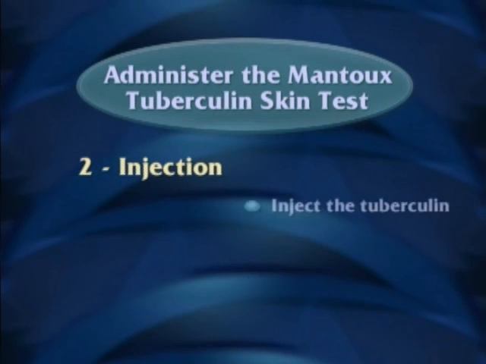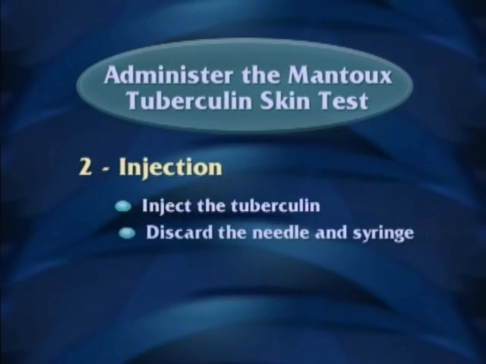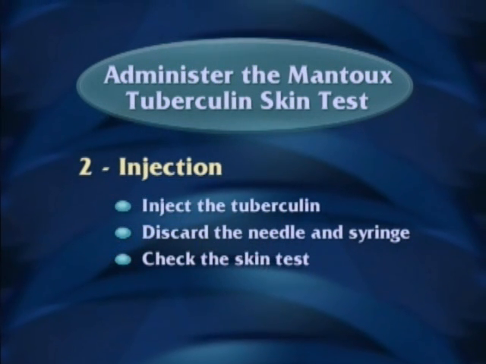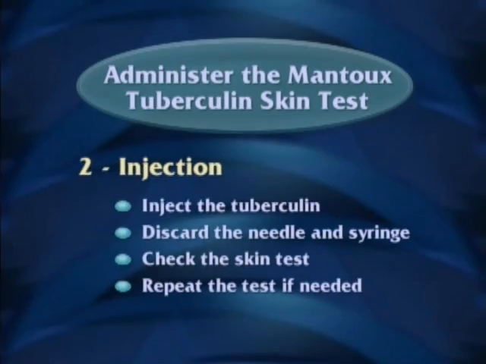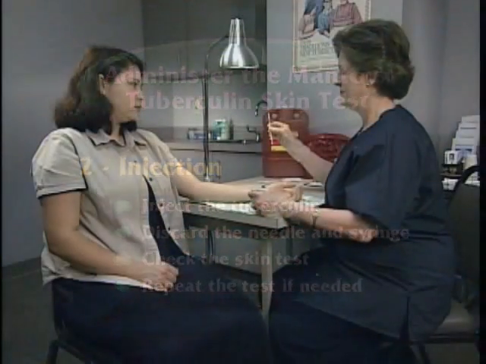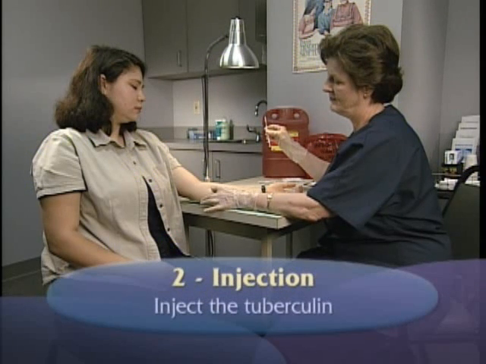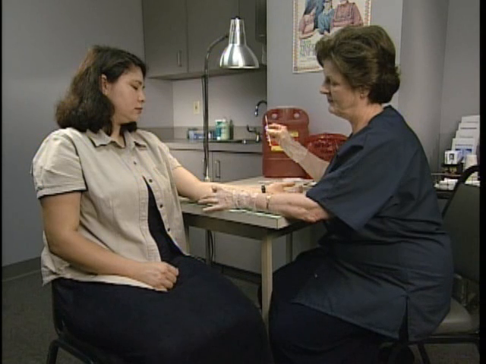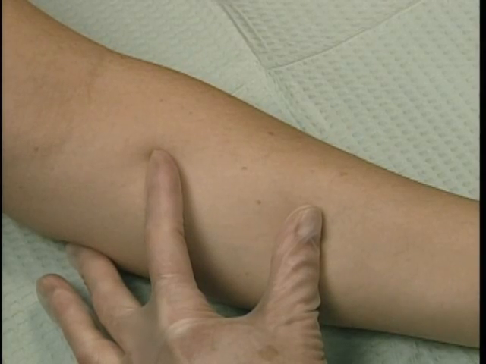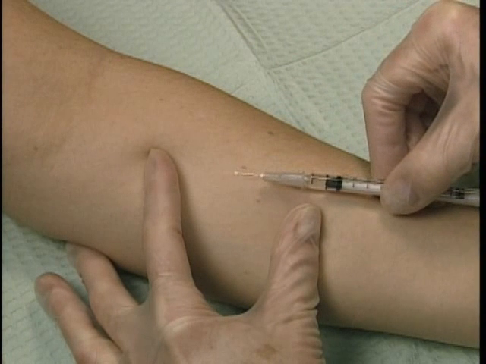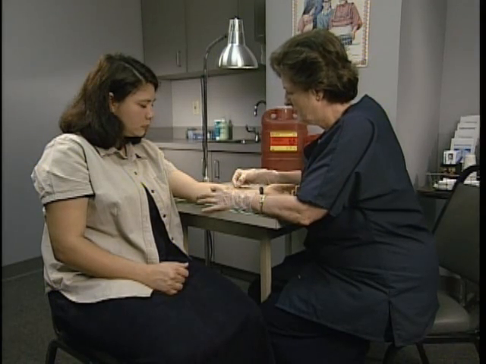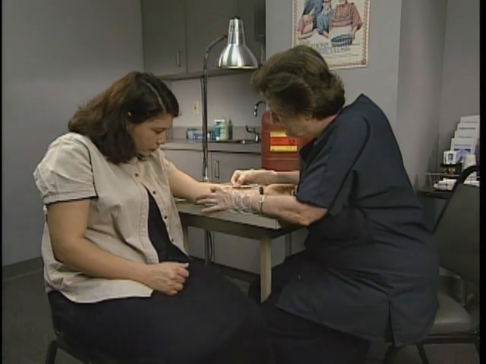You will inject the tuberculin, discard the needle and syringe, check that the skin test was administered properly, and repeat the test if needed. Stretch taut the selected area of skin between the thumb and forefinger. This provides a surface that is easier for the needle to penetrate. With the needle bevel facing up and the syringe flange parallel to the forearm, hold the syringe between your thumb and forefinger. The Mantoux tuberculin skin test is an intradermal injection.